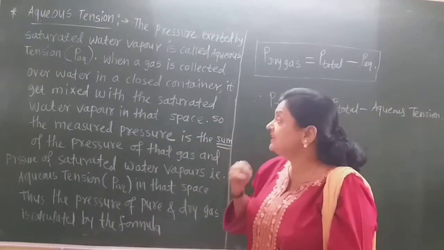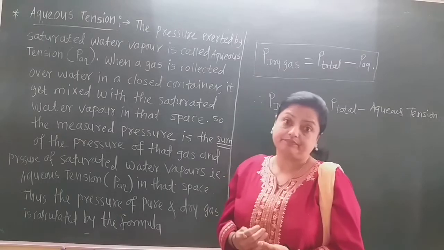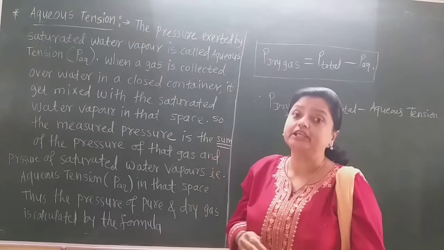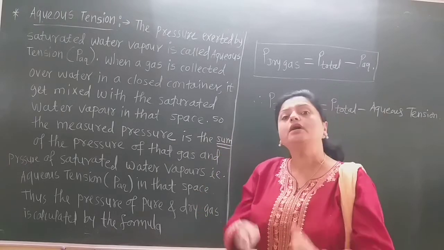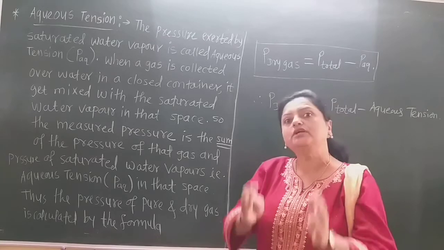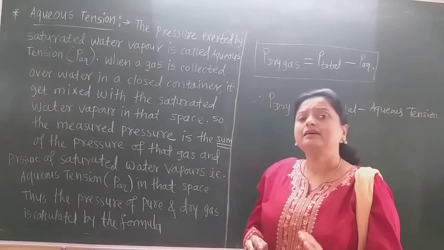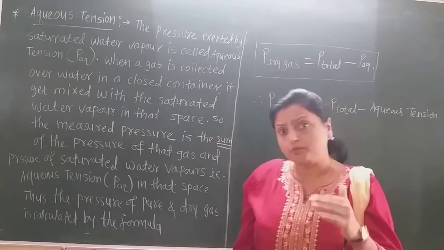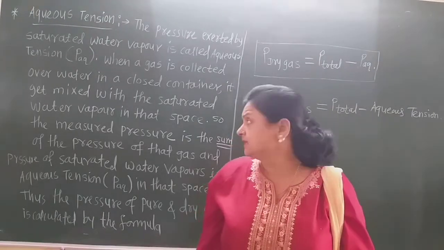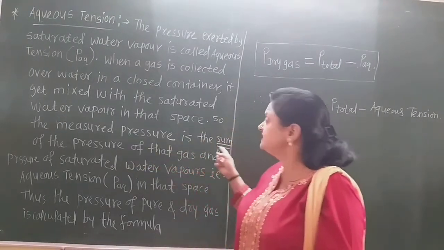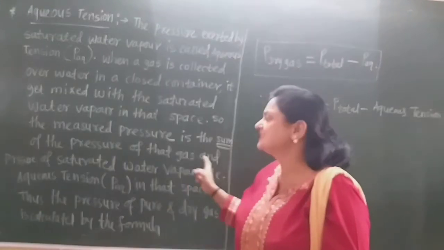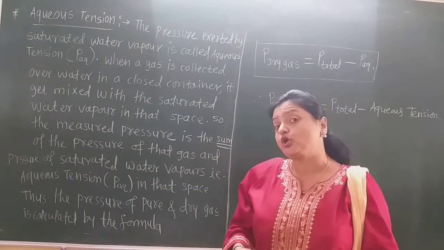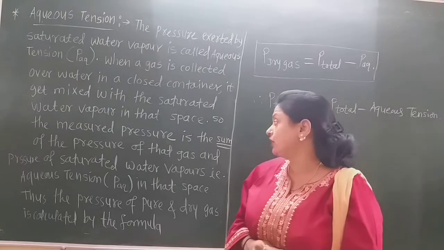So if we measure the pressure, the measured pressure is the sum of the pressure of that gas and the vapor pressure of the water. The measured pressure is the sum of the pressure of that gas and the pressure of saturated water vapor. But we have to calculate only the pressure of the dry gas. Then how will we calculate that?